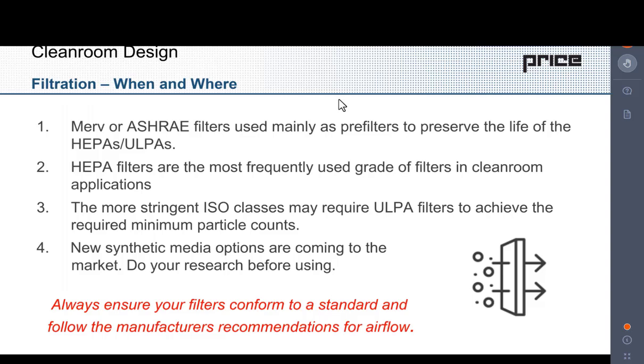We talked a bit briefly about the microglass media and the HEPA filters. We are starting to see some new synthetic media options coming to the market. This has been changing over the years. There were some problems with PAO loading. That seems to have gone the way of the wind. But this is an ever-emerging market, a new market, and I really want you guys to do your research before using, just to make sure that you're using it for the right application. It is a little bit different than our standard HEPA microglass media.